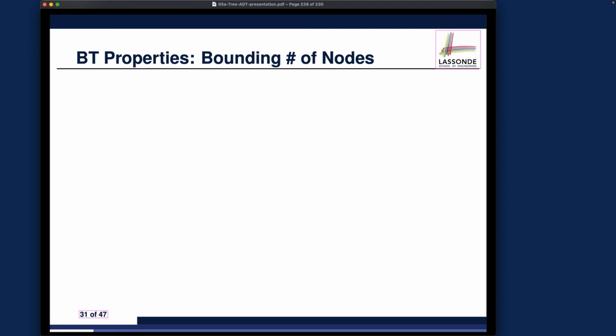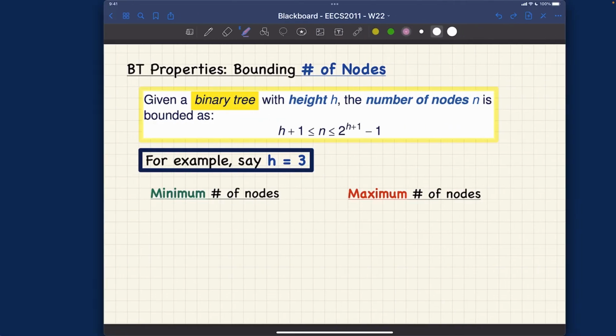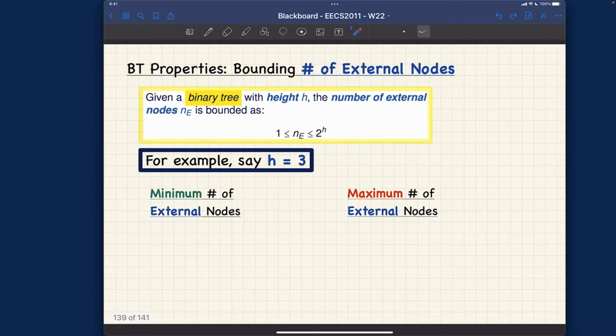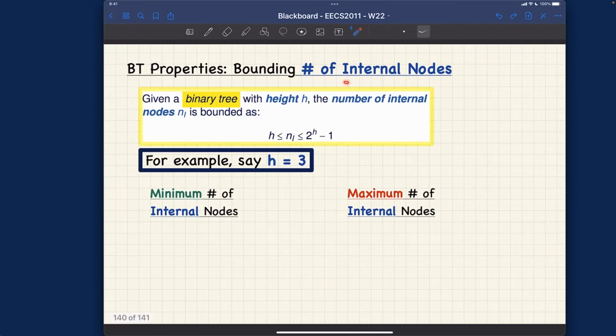In the following 4 slides, we're going to talk about different measures of a binary tree. Let me switch to iPad for the entire discussion. The first measure we're going to talk about will be the number of nodes. The second one, the height of the tree. The third one, the number of external nodes. And the last one, the number of internal nodes.